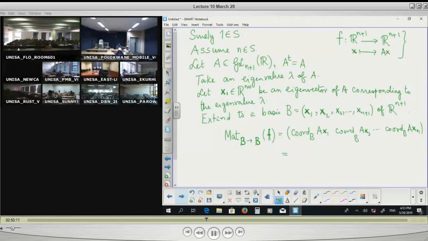Okay? So this looks like lambda, and what would be the coordinates of this? Something, I don't know. Some matrix. Okay.